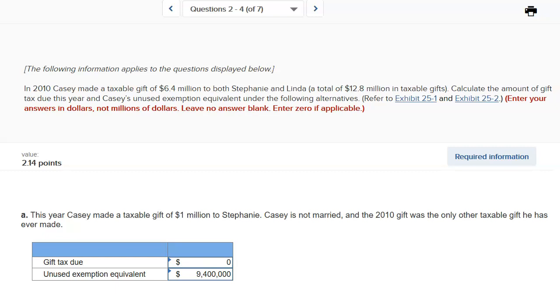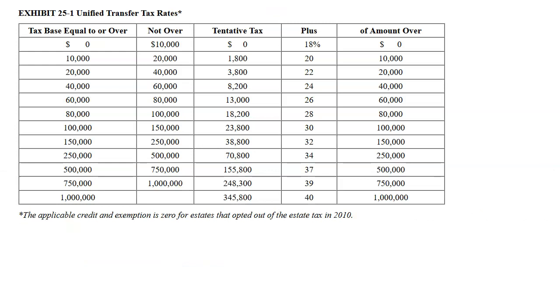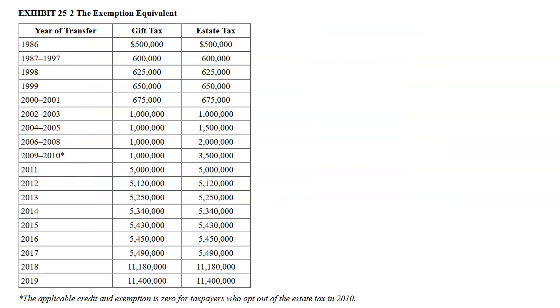Okay, so let's look at those exhibits. This is exhibit 25-1. This is the unified transfer tax rates. And you see the little footnote: the applicable credit and exemption is 0 for states that opted out of the estate tax in 2010. Okay, so we've got this information to keep in mind. And then we also have exhibit 25-2, which is the exemption equivalent. So keep this in mind and we can move on to the problem.